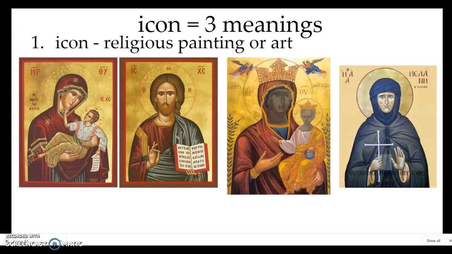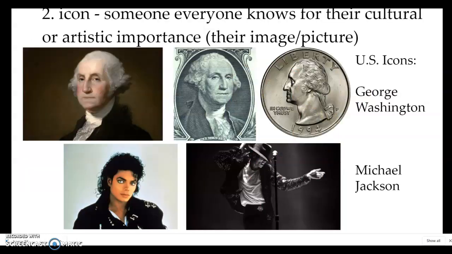Icons are still used around the world, in Russia, in Greece, in Italy, in Ethiopia. So here's some paintings, Christian icon paintings. The second meaning is someone everybody knows for their cultural or artistic importance, or their image. So in the United States, here's 2 important icons that everybody knows. George Washington, the first president. He's also on our money. And Michael Jackson, singer, dancer, artist. You probably know their faces.